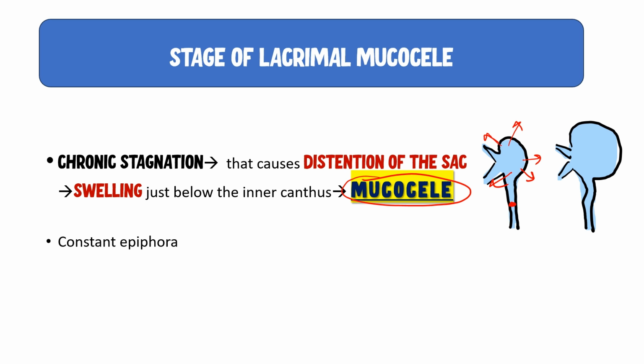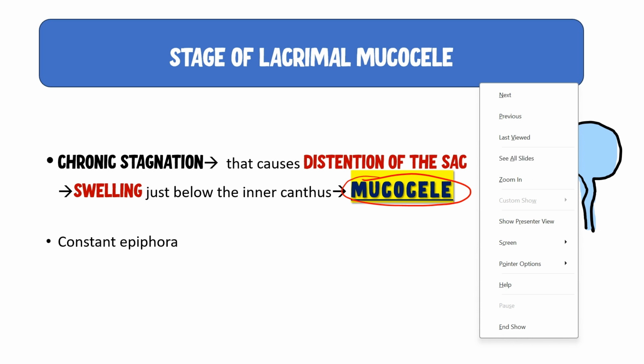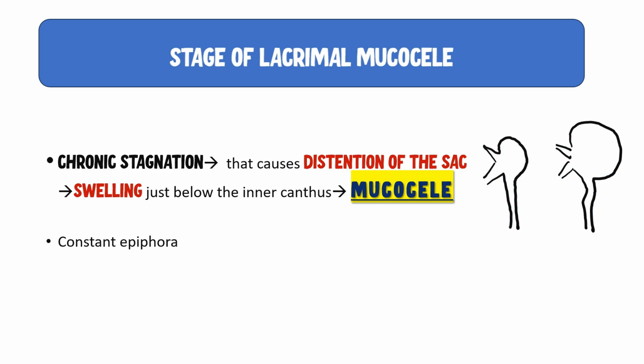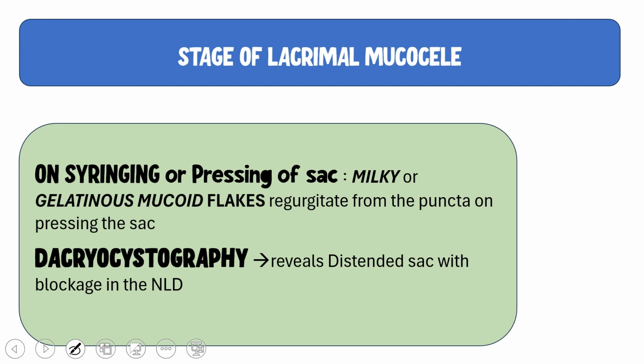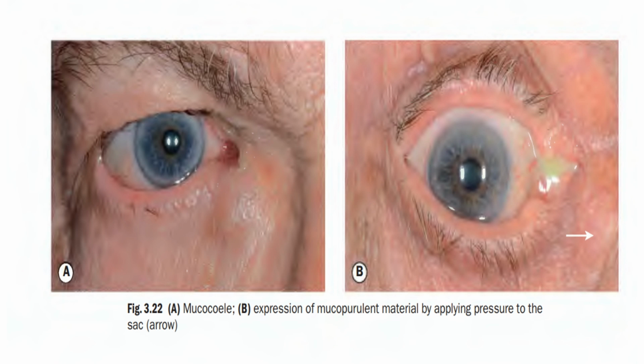Okay, now at this point the patient is going to have constant epiphora or watering. Now what if you do syringing or you press the sac, that means carry out a ROPLAS test? At this stage the fluid will be slightly more milky or gelatinous compared to what you saw in the catarrhal stage. Okay, and when you carry out dacryocystography, obviously you are going to see a distended lacrimal sac. So that is one important point to remember.